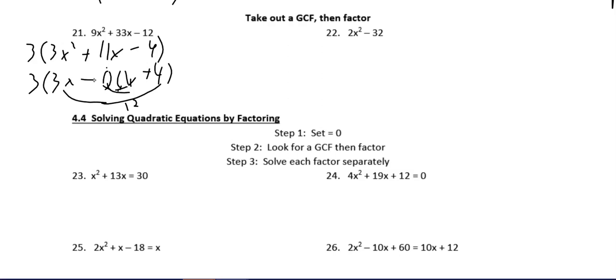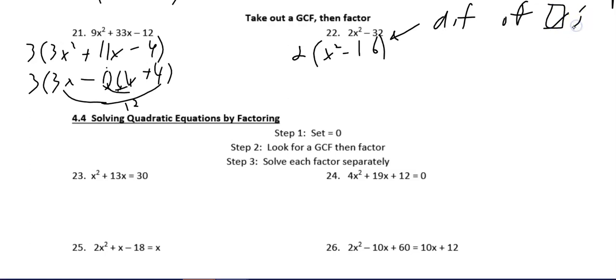All right. I'm going to take a 2 out. That's going to give me x squared minus 16. But we're not done yet because notice what we have here. We have a difference of perfect squares. Difference of squares, which we go one step further, but this is the easiest factoring ever. Square root of x squared, square root of 16, x plus 4, x minus 4, and now we are finished.